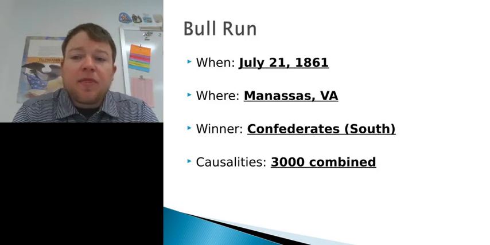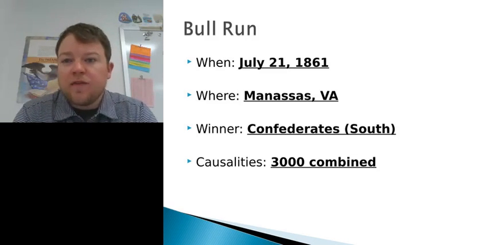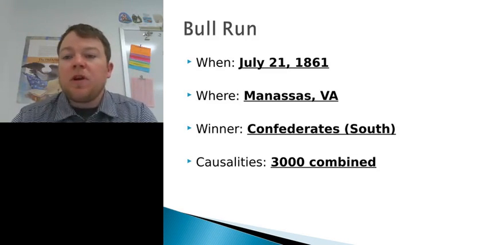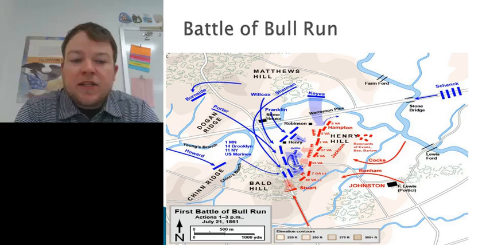And there's going to be about 3,000 casualties combined. This isn't counting wounded and stuff like that. If we count the number of people who are wounded, that number is probably going to double. But the Battle of Bull Run is going to be the first kind of major Union troops versus Confederate troops on the field of battle during the Civil War.